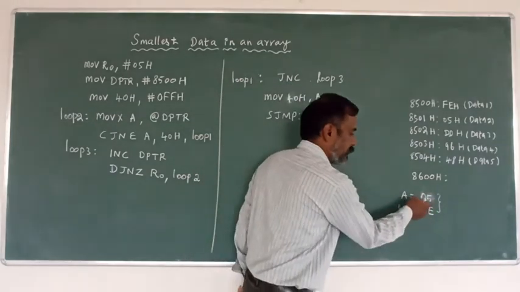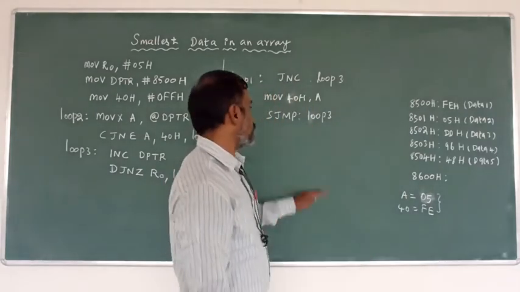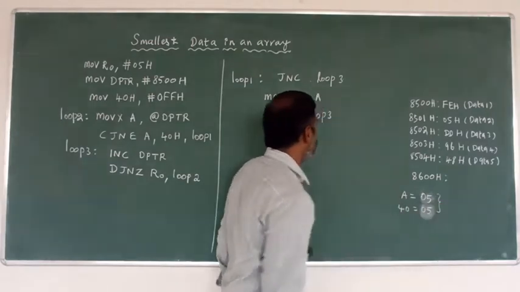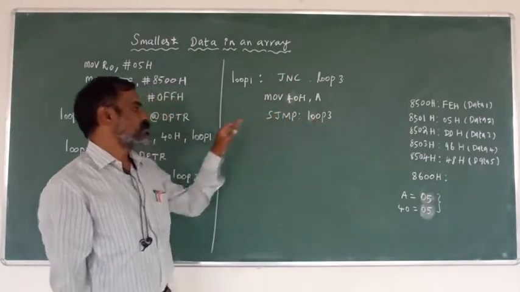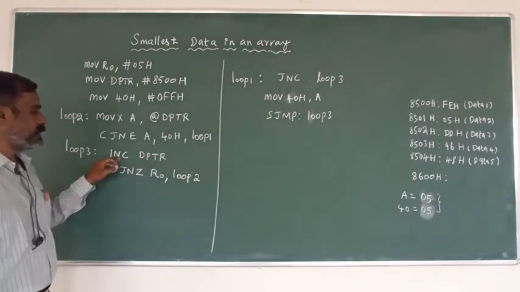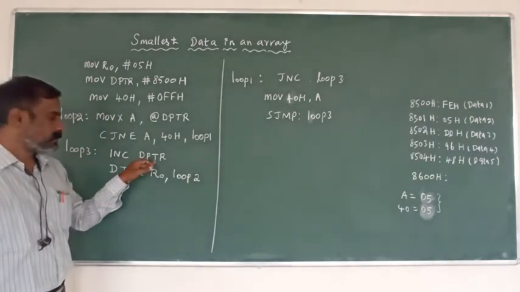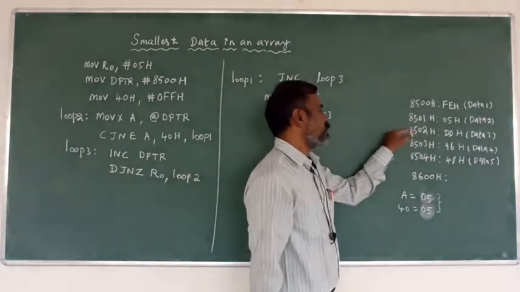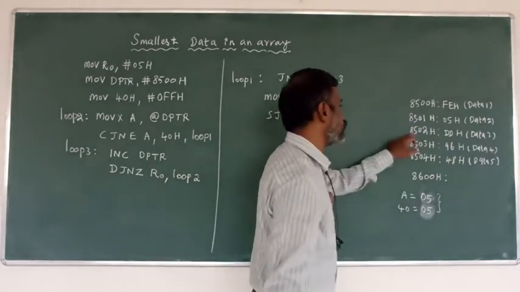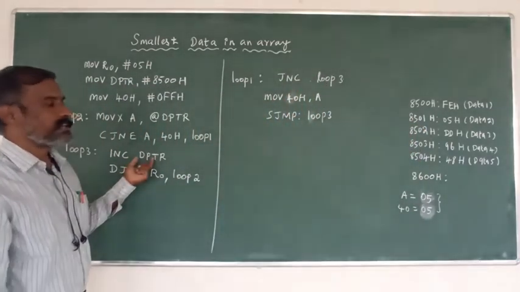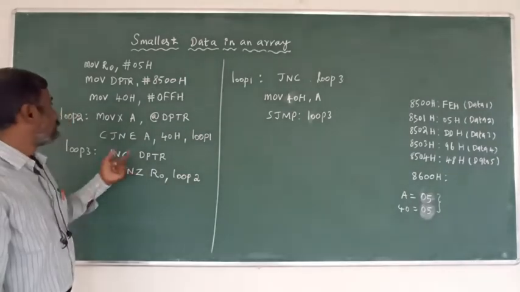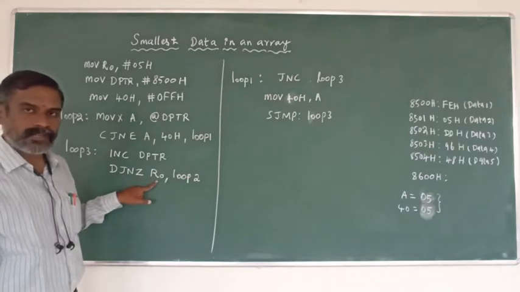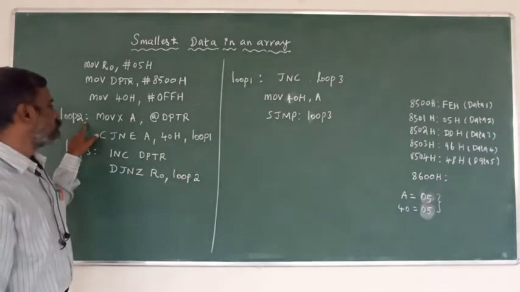So we have to move the accumulator data to 40H. Okay. Now 40H holds 05. And then short jump to loop 3. Again increment the data pointer address. Now the data pointer address will be incremented to the 8502 address. Now the 8502 address data is DD. Now decrement the number of data, 3 or 0. Now to check whether it is 0 or not. No, not 0. Again jump to here.